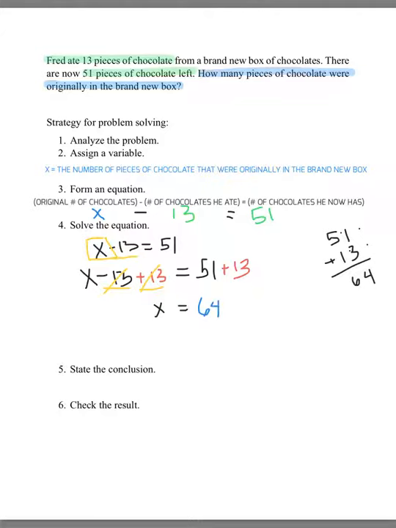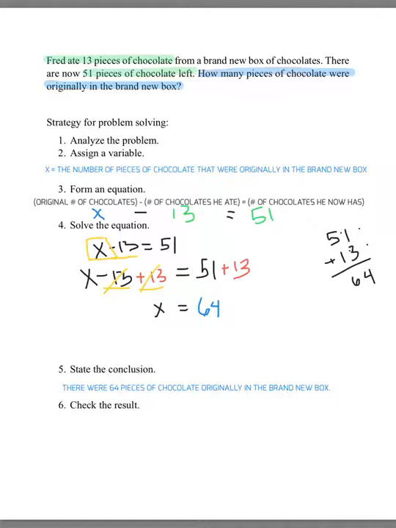Now that we know what x is equal to, we actually know our answer to the question. The question was, how many pieces of chocolate were originally in the brand new box? So let us go ahead and state our conclusion clearly. Our response to the question is going to be, there were 64 pieces of chocolate originally in the box. And again, our conclusion is basically the question to be answered reworded in the form of a statement. The question asked how many pieces of chocolate were originally in the brand new box. There were 64 pieces of chocolate originally in the, go ahead, add the specifics, brand new box.